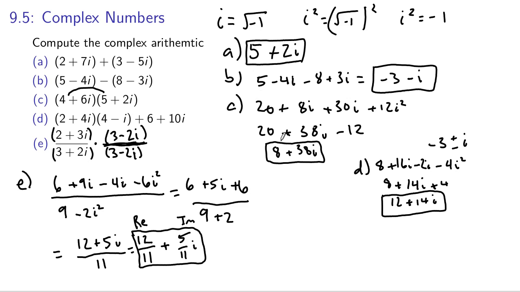Don't work too fast. Then in part D, I forgot completely about the second half of the problem. So this is not the final answer. It always helps to go back and look at the work and see if you've gotten every part of the problem written down. Okay, so we forgot to add the second complex number, 6 plus 10i. So we need to add the real parts, 18, add the imaginary parts, 24i.